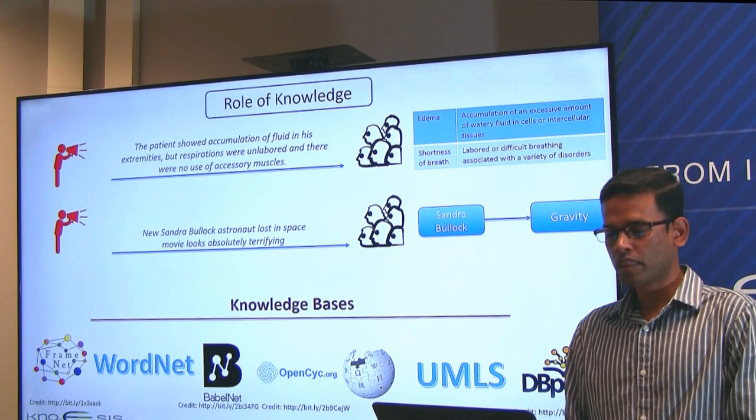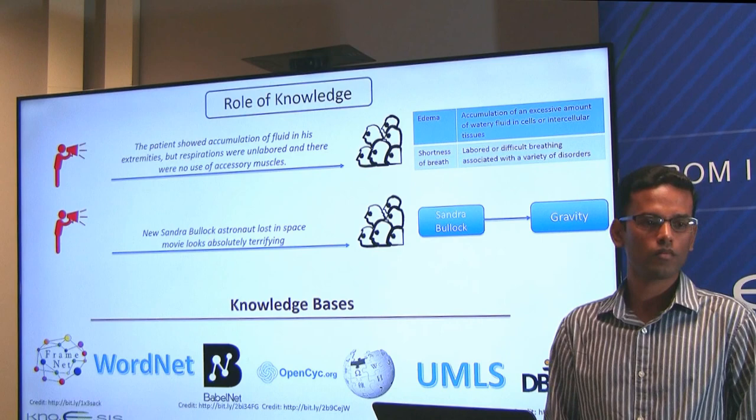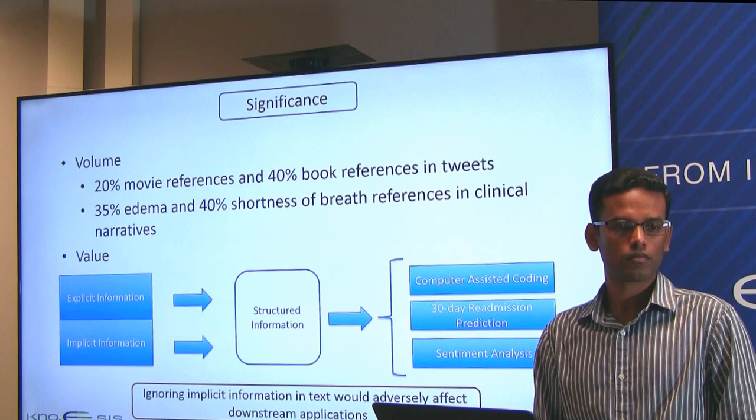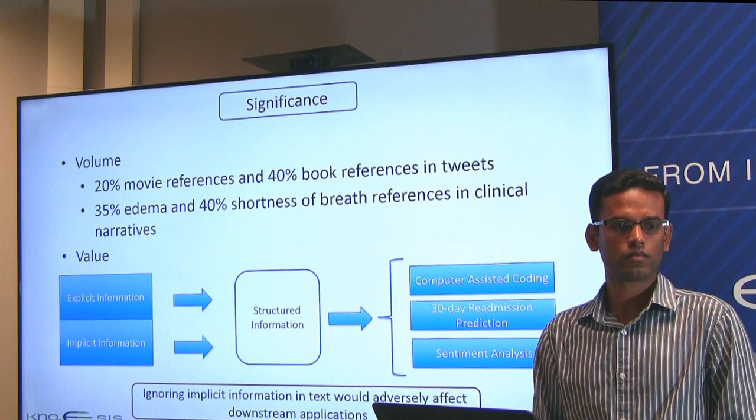So whenever we communicate, in this previous slide, you have so many implicit entities. Does it mean that all the benchmarks for entity extraction are missing out on this?